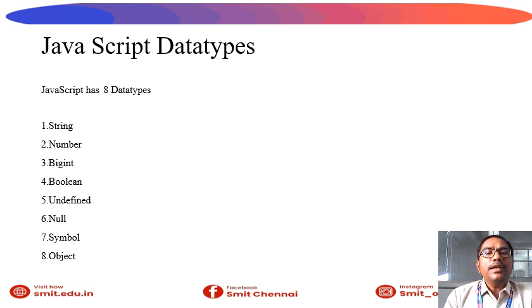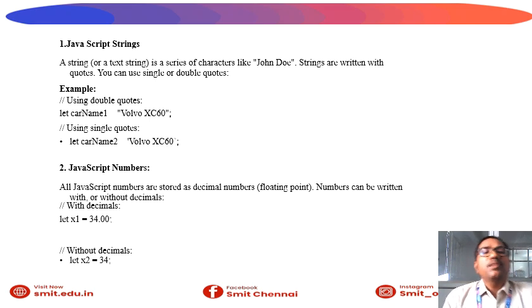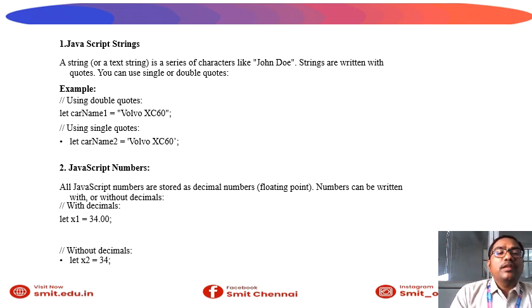So next we'll see about JavaScript data types. So there are totally 8 data types in JavaScript, that is string, number, bigint, boolean, undefined, null, symbol and object. So first we'll see about strings. A string is a series of characters, for example John Doe, and they are written with quotes. You can use either single or double quotes. Now in the example you can see here, let carName equal to, within the double quotes, Volvo XC60. So here the string is carName, and it is given the corresponding value also.